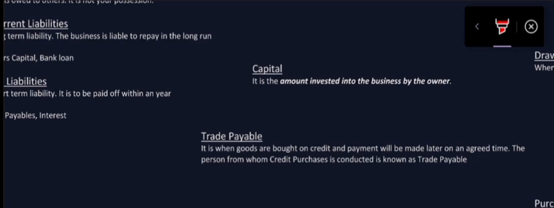Another important term you need to know is drawings. If an owner takes more than the profit from the business, then these are the owner's drawings. Drawings is the amount taken by an owner from the business for personal use.